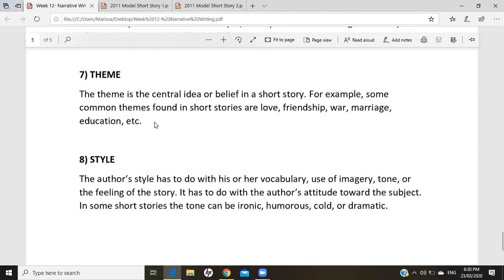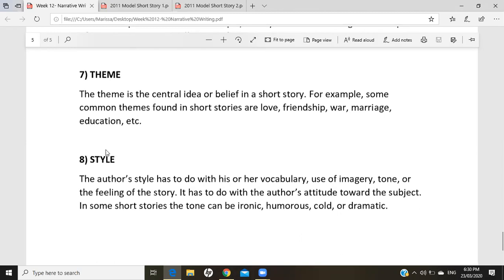And once you know your theme in your story, it'll be easy for you to figure out what you're gonna write about. So when you get your question and you read the question, think about, okay, what is the overall theme of the story? What is my story gonna be about? Is it gonna be about love, friendship, war? So what is it gonna be about?